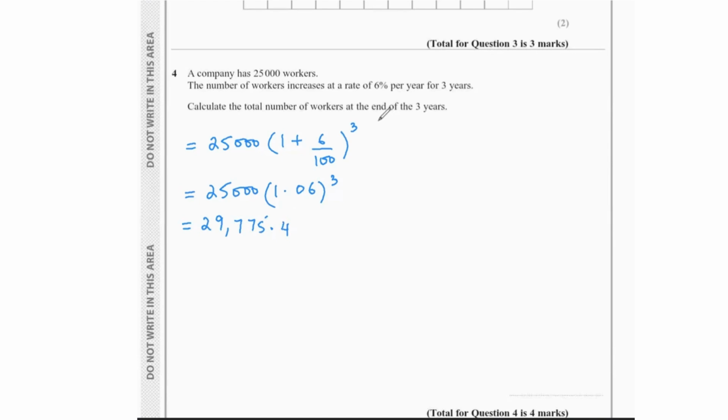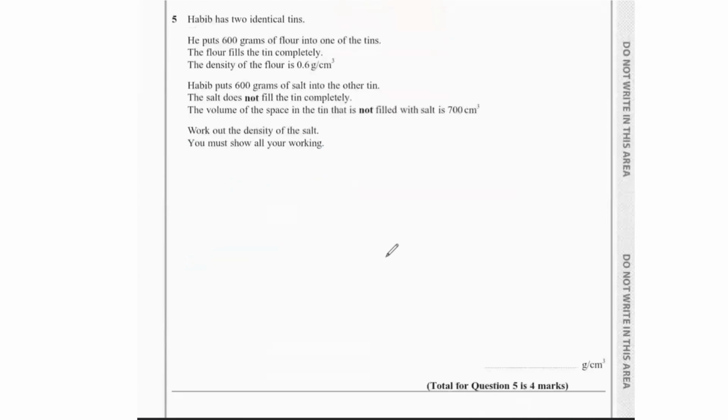That is the total number of workers at the end of the 3 years. Since it says number of workers, obviously it has to be a whole number. So it's going to be 29,775. That's your answer. Question 5 says Habib has 2 identical tins.